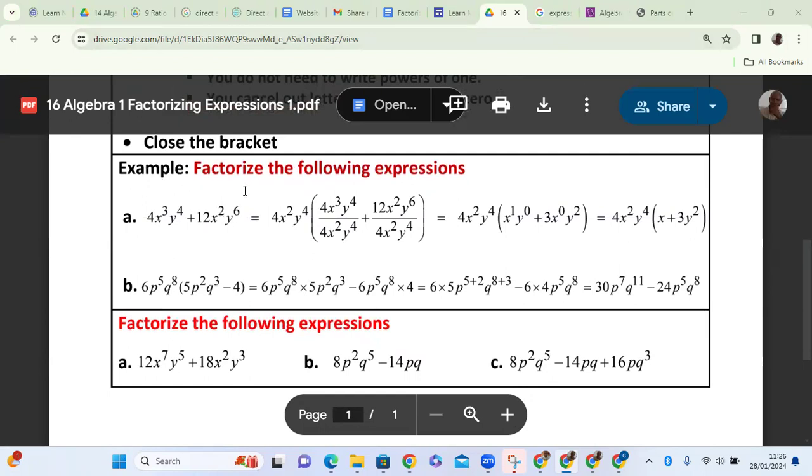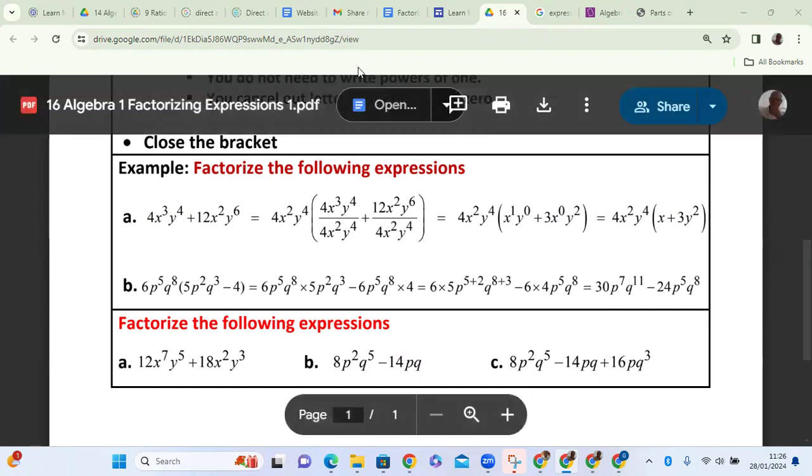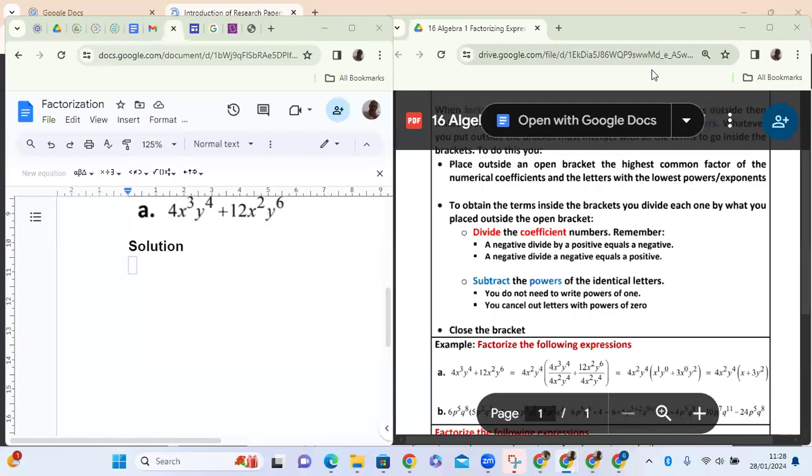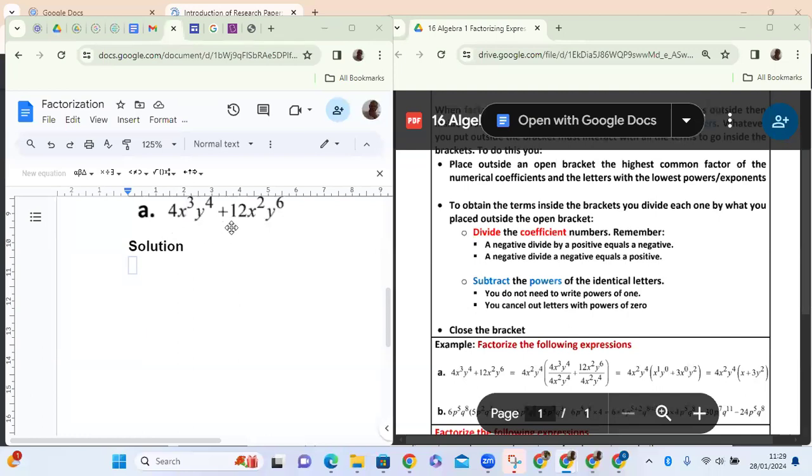Here we have an example. Factorize the following expressions. So let's start with E. As it says, place outside an open bracket the highest common factor of the numerical coefficients. And then we're going to look at the letters. So we're looking at 4 and 12.